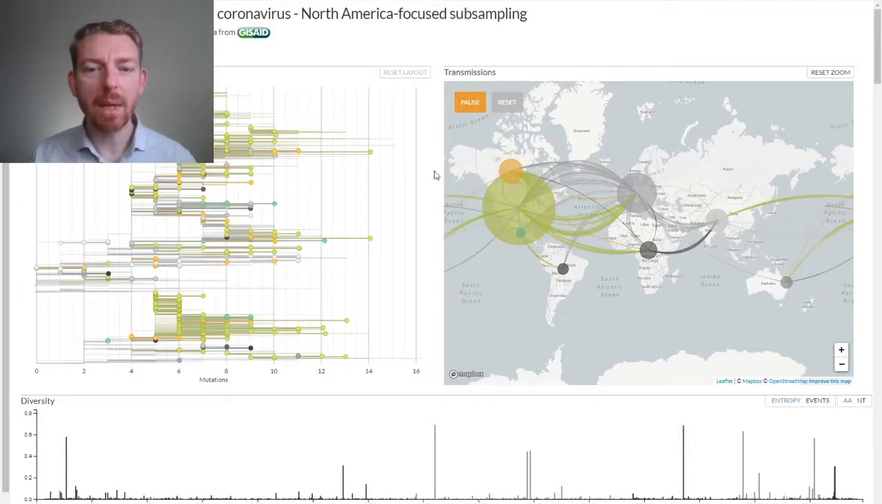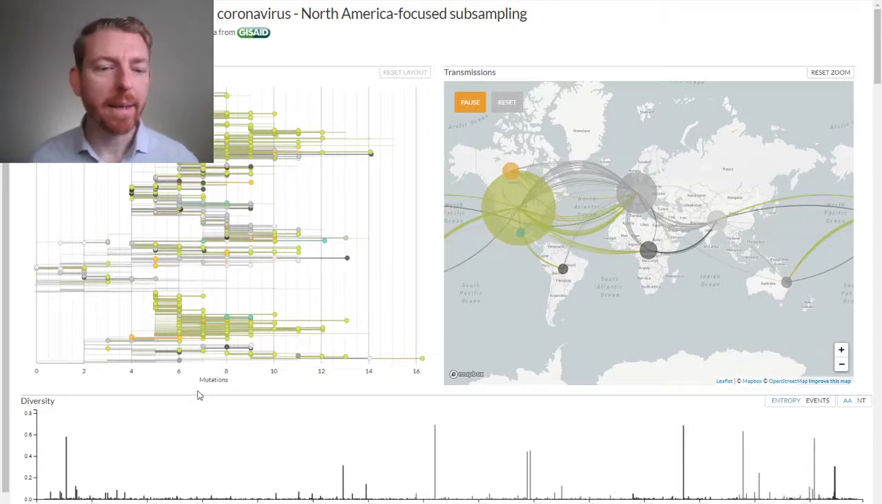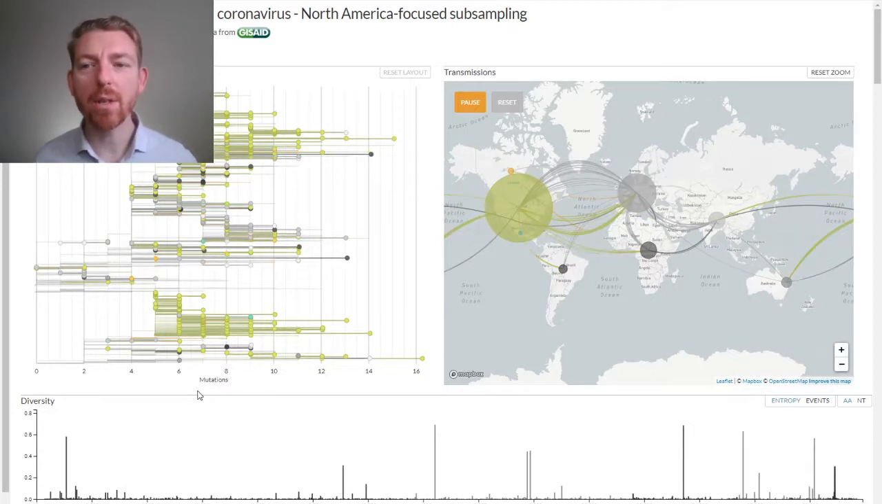And we're going to be able to track those just because of how different that is from the original strain, based on how many mutations. And this is going to keep changing and keep going over time.